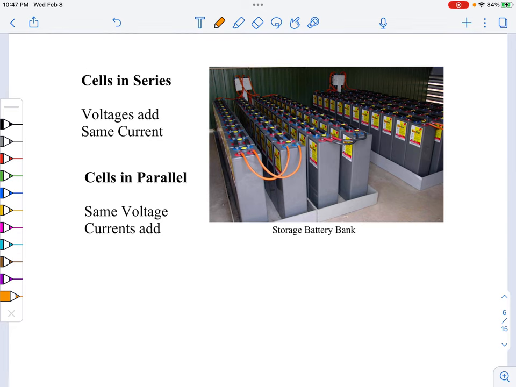When studying Kirchhoff, we had different voltage sources connected in all kinds of crazy ways in series and parallel. Can we do that? Yes, we can. Why would we do that? Well, because we're trying to either change the voltage or the current. So if I take batteries and put them in series, the voltages add. They maintain the same current.